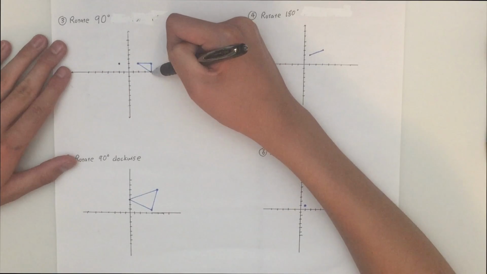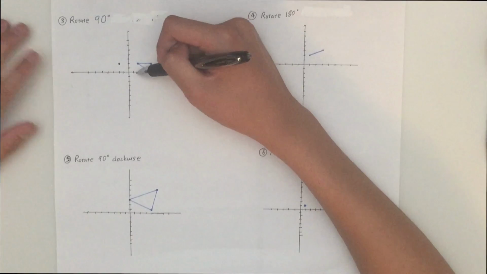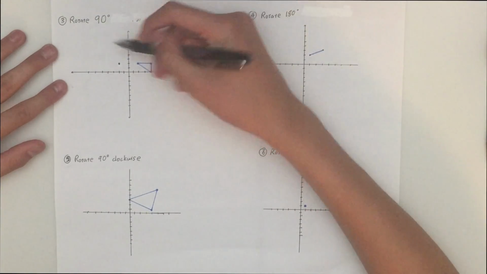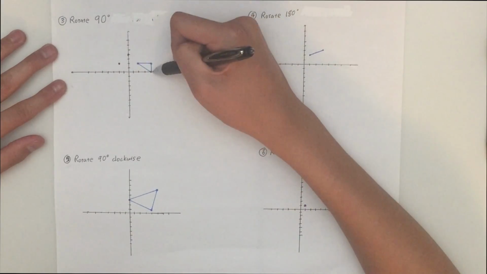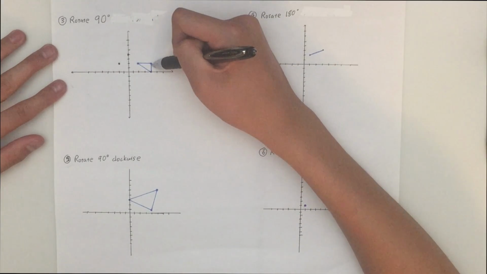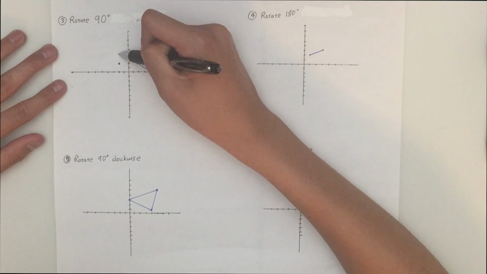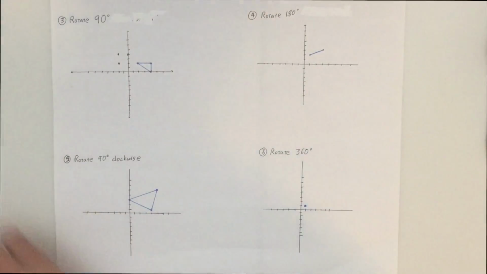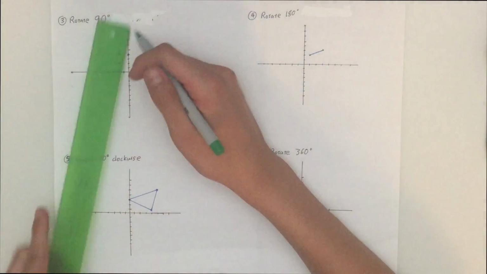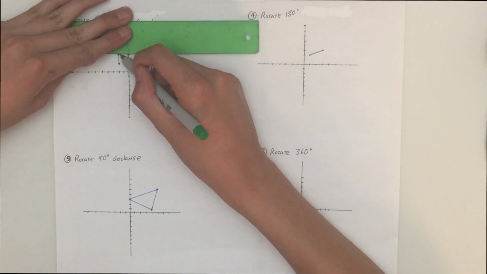The next one is 4, 0. So it would be 0, 4. And then 4, 2. So it would be negative 2, 4. So now let's just connect the dots. And now we have a rotated 90 degree triangle.